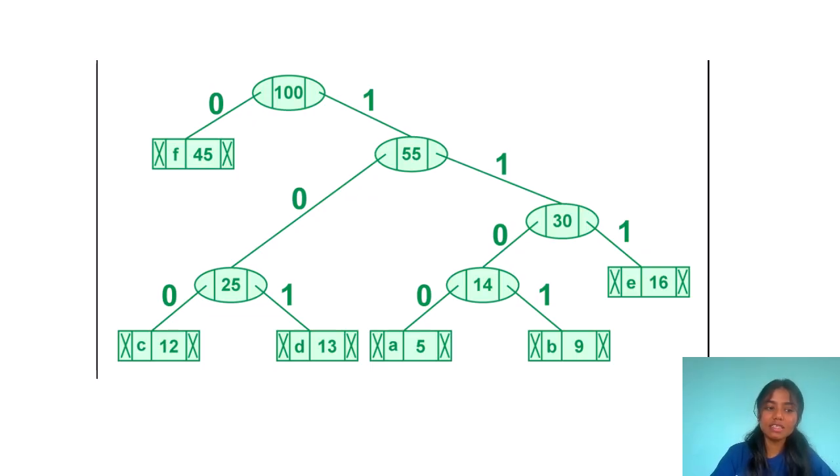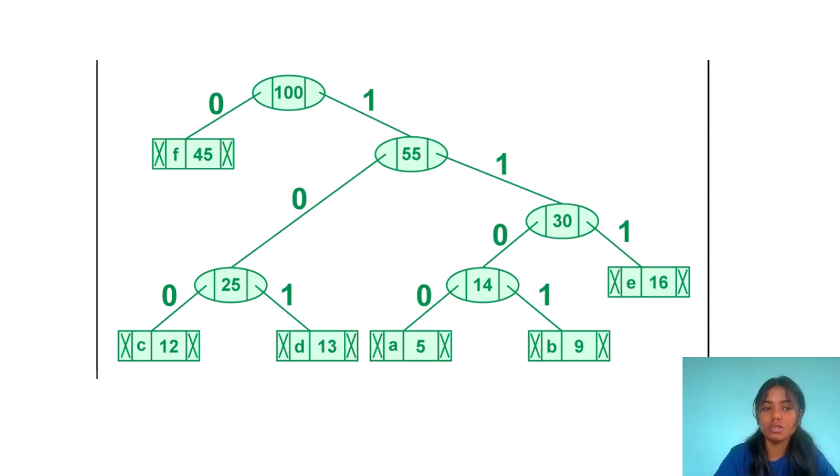The leaf nodes represent the characters and their frequencies: F is 45, C is 12, D is 13, A is 5, B is 9, E is 60. The internal nodes: each internal node shows the sum of the frequencies of its two children. These nodes are used to construct the tree but do not represent actual characters.